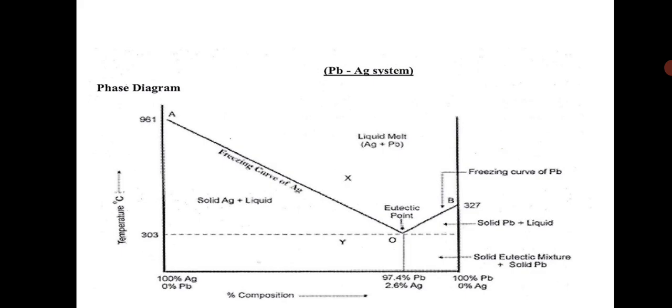Then the areas. The area above the line AOB consists of only one liquid melt. Therefore, applying the reduced phase rule, F dash is equal to C minus P plus 1. Substituting P value is equal to 1, C value is equal to 2, F dash is equal to 2, bivariant. Here, the temperature as well as composition have to be specified to define the system completely. Similarly, the areas below the line AO, below the line BO and below the point O consist of two phases. Therefore, the system is univariant.